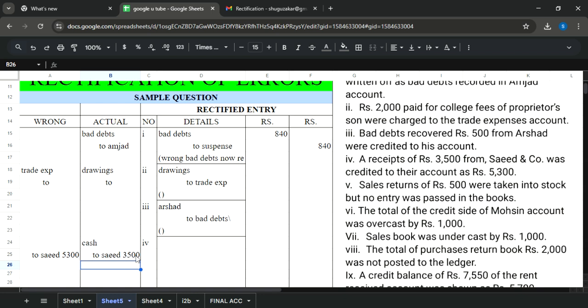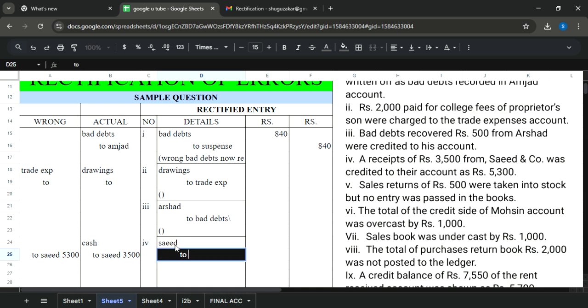So it's time to see what mistake it is. Actual amount was 35. By mistake it has been written 53. More amount is written, overcast. In overcast we will write name at opposite side. Saeed is actually to be written on credit side, but in overcast we will write it to the debit side.